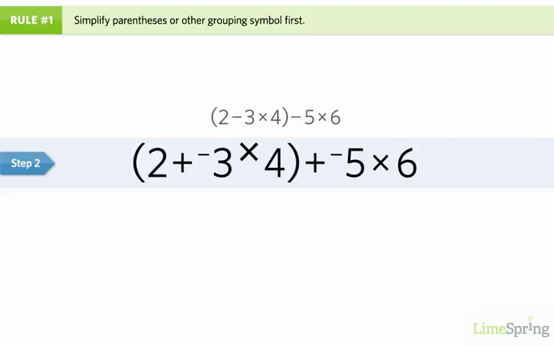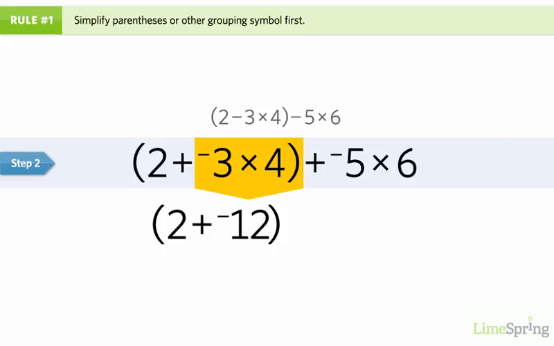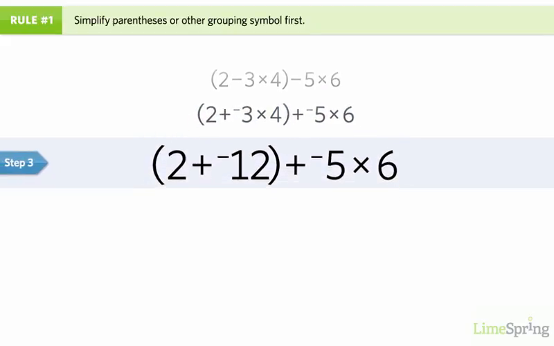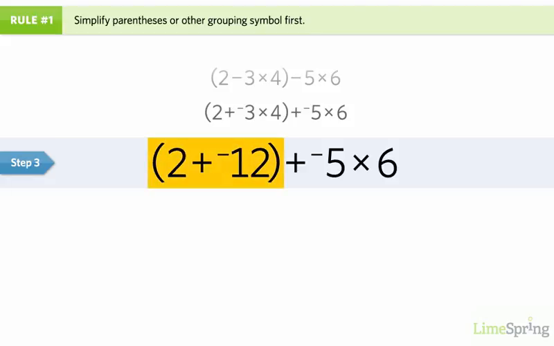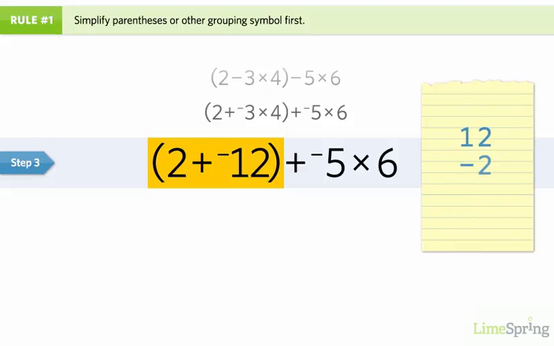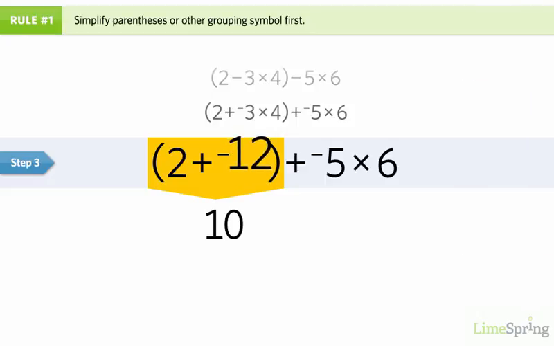So we follow our rules and do the multiplication before the addition. In our first step, we multiply negative 3 times 4 to get negative 12. Remember, when multiplying, if the signs are different, the answer is negative. Now we have the quantity of 2 plus negative 12 plus negative 5 times 6. We still have parentheses, so we need to add 2 plus negative 12. The signs are different, so we subtract the smaller number from the larger number and use the sign of the larger number. 12 minus 2 equals 10, and the sign of the larger number, 12, is negative, so we get negative 10. So after simplifying the parentheses, we have negative 10 plus negative 5 times 6.